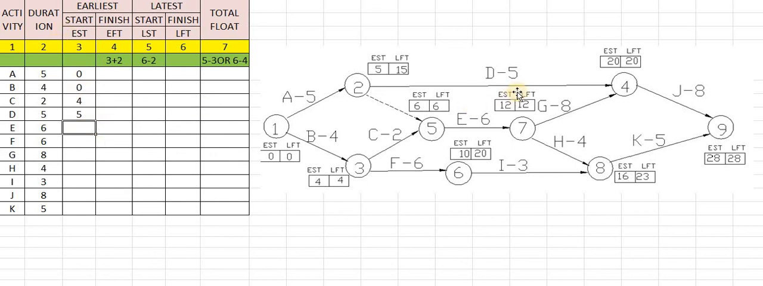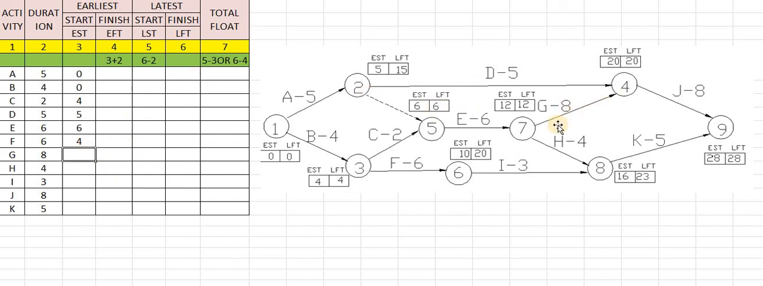What is next? Activity E. Activity E is connected with two nodes, 5 to 7. What is the initial number? The initial number is 5 and its EST is 6, so we have to take this as 6. Same way, F is connected with two nodes, 3 to 6. The initial number is 3. What is the EST of 3? That is 4.